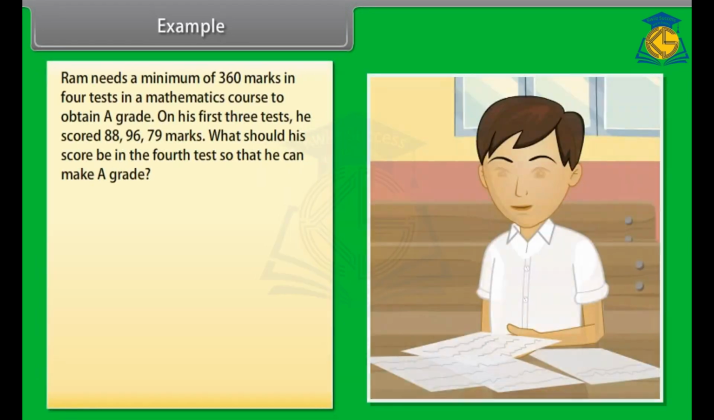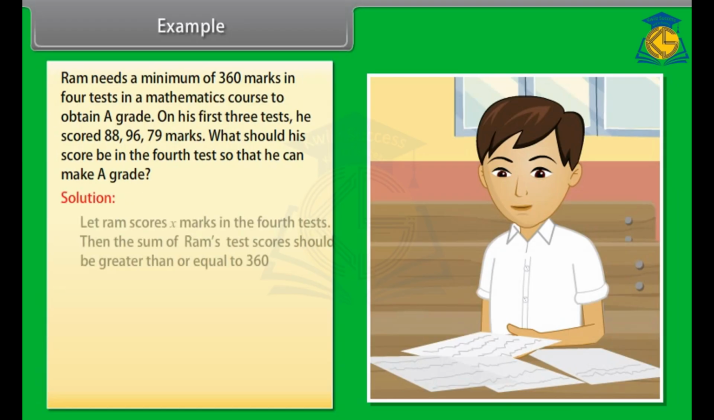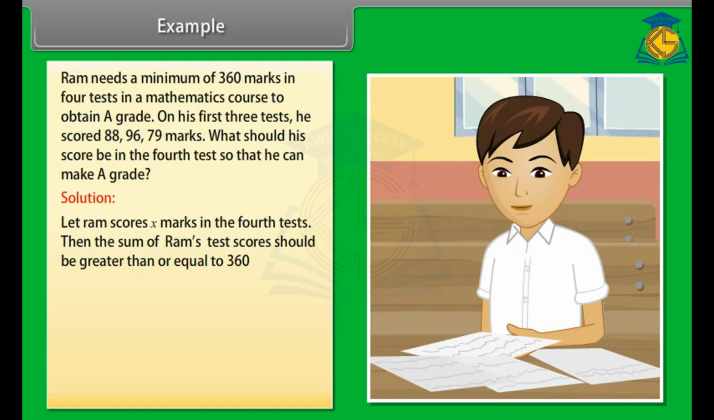Example: Ram needs a minimum of 360 marks in 4 tests in a mathematics course to obtain A grade. On his first 3 tests, he scored 88, 96, 79 marks. What should his score be in the 4th test so that he can make A grade? Solution: Let Ram score x marks in the 4th test. Then the sum of Ram's test scores should be greater than or equal to 360. That is, 88 + 96 + 79 + x ≥ 360.